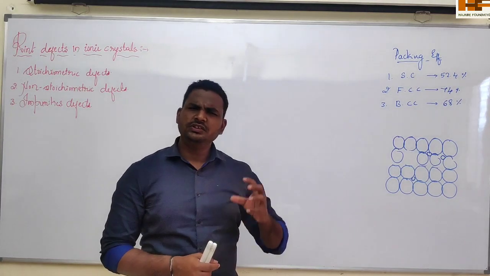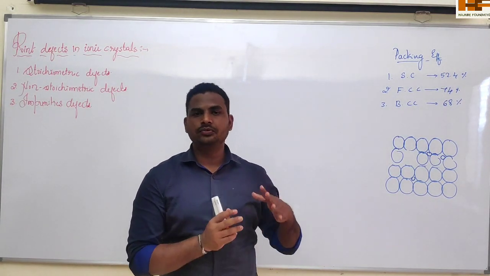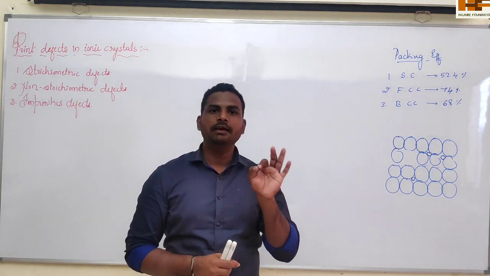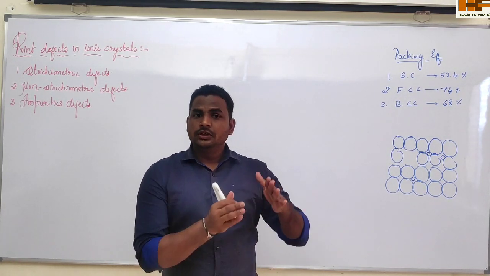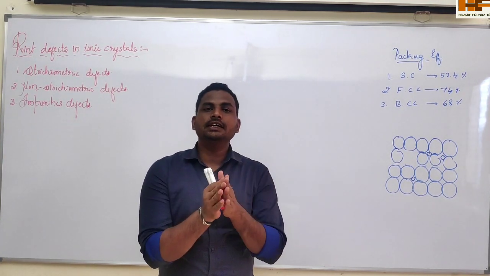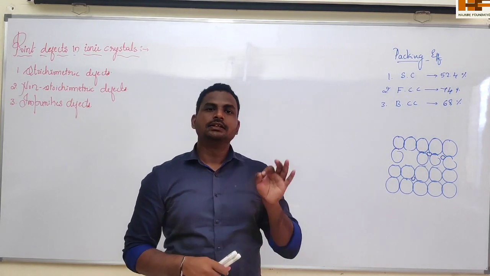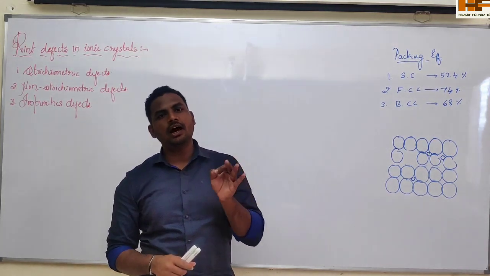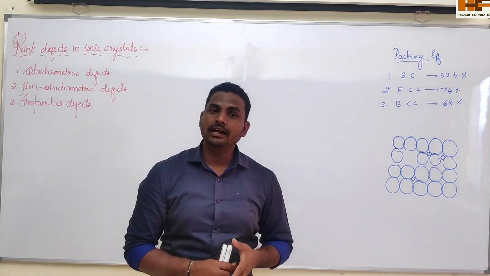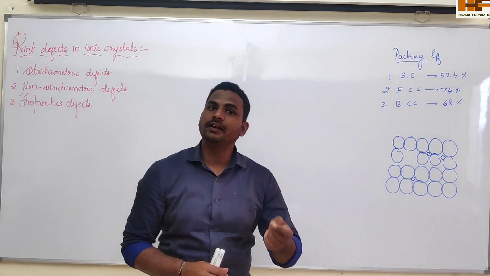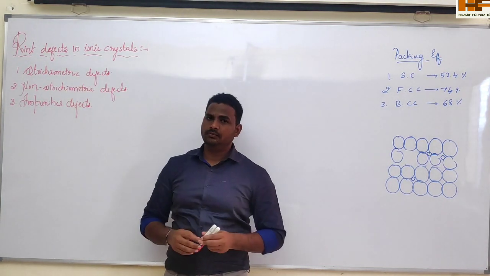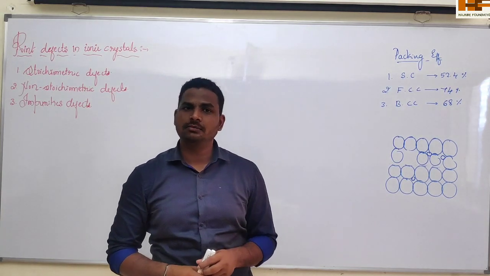Stoichiometric defect. This type of defect we can observe in ionic crystals of type AB. It means the anions and cations are present in equal ratio, the same number of cations and anions in the crystalline solid. Whatever defects we can observe in that type of crystalline solid, we call them stoichiometric defects.